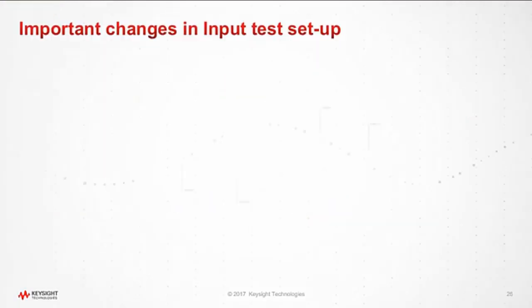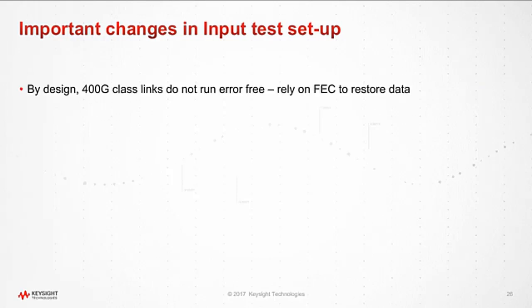Okay, so I'm going to talk about two main topics here and then go into quite a bit of depth. And one of them is changes in the input test setup. I alluded to that in the introductory slides, that the big thing that we're seeing with PAM4 and links is that they don't run error-free. They rely on real high-gain forward error correction to improve the link.